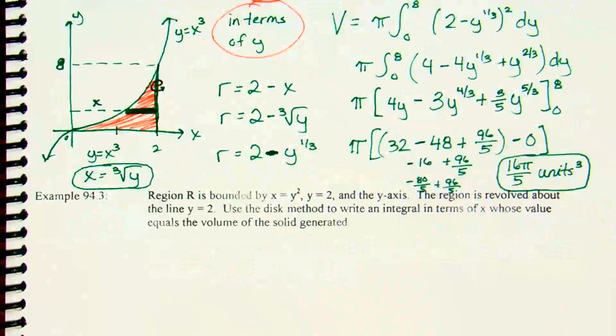Okay. Ready to try example 3? Region R is bounded by x equals y squared, y equals 2, and the y-axis. The region is revolved about the line y equals 2. Use the disk method to write an integral in terms of x whose value equals the volume of the solid generated.